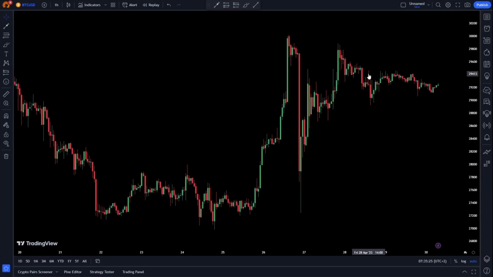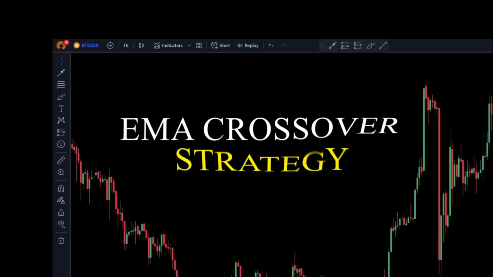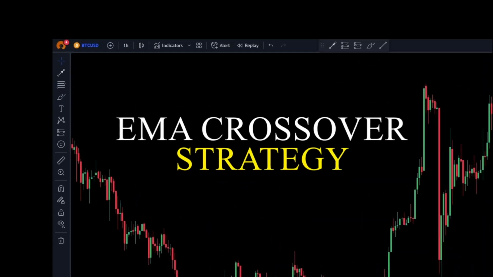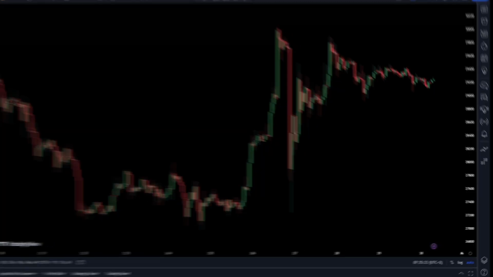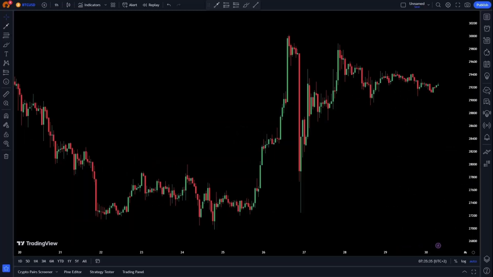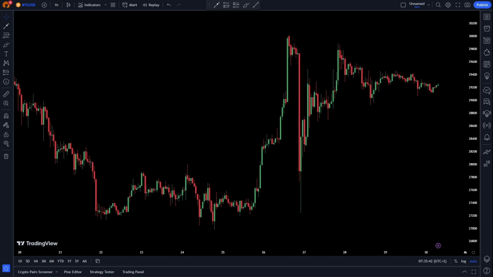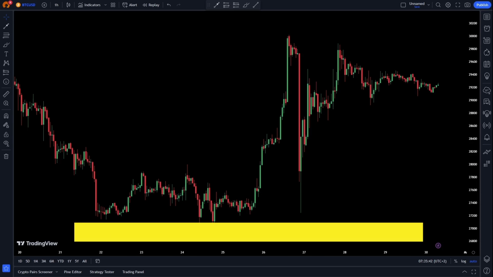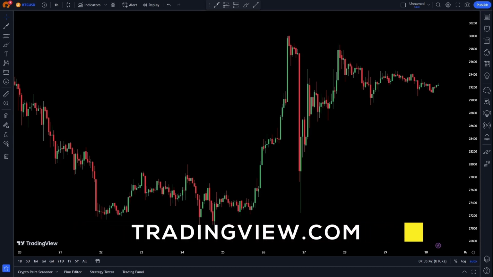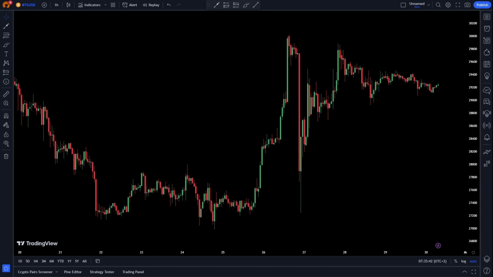Alright, now let me demonstrate to you on tradingview.com the EMA crossover strategy. With this strategy, we are going to use 3 moving averages: 2 exponential moving averages, or EMAs, and 1 simple moving average. As you can see, our technical analysis will be done on this platform, which is called tradingview.com. You can use this strategy on any platform that allows you to use indicators.